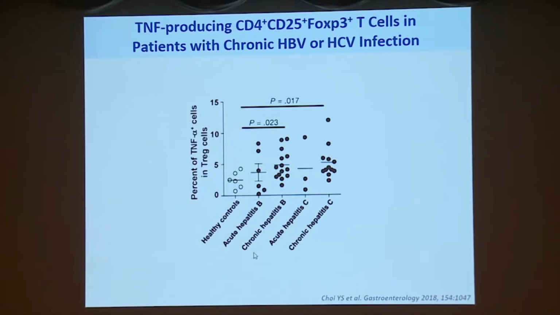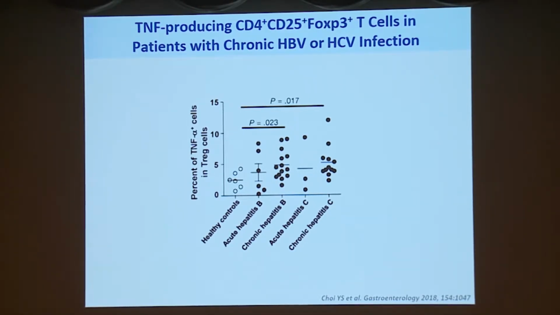Then next, we move to the other types of viral hepatitis. How about in HBV infection or HCV infection? At this stage, we recruited more patients with acute HBV infection, chronic HBV infection, acute HCV infection, and chronic HCV infection. Then statistically we found that in chronic HBV infection and chronic HCV infection, there is also an increase of this kind of TNF positive Treg cells in the peripheral blood lymphocytes.